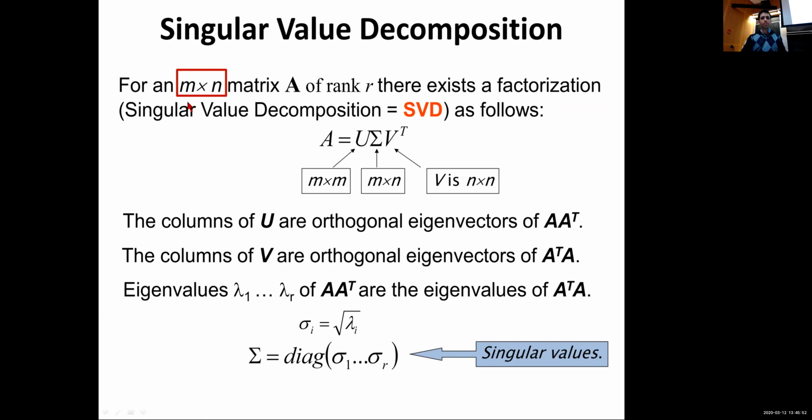So with an m by n matrix, I'm instead going to be computing the orthogonal eigenvectors of A A transpose, and these are going to be U. The orthogonal eigenvectors of A transpose A are going to be V transpose, and then the eigenvalues of A A transpose are going to be the eigenvalues of A transpose A, and they're going to be the square roots of these eigenvalues, and these are going to be the singular values.